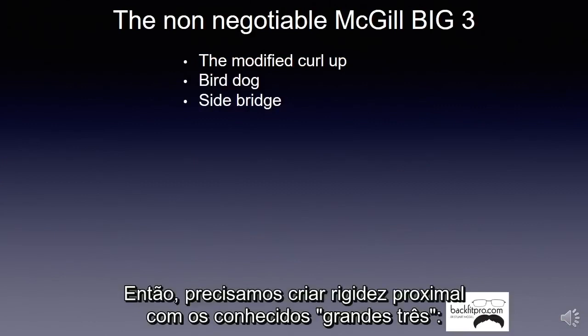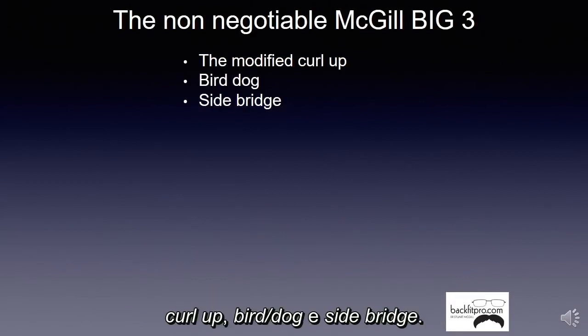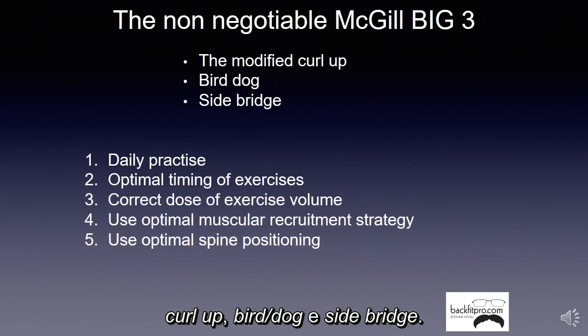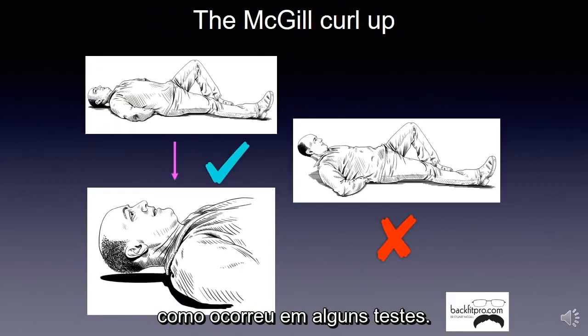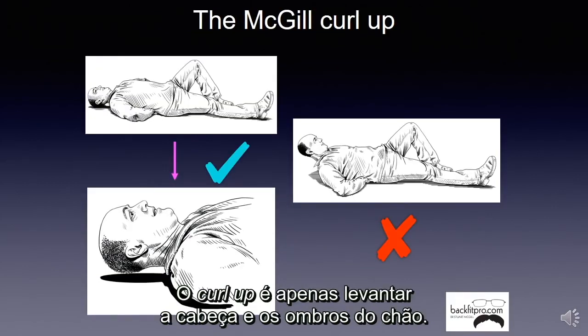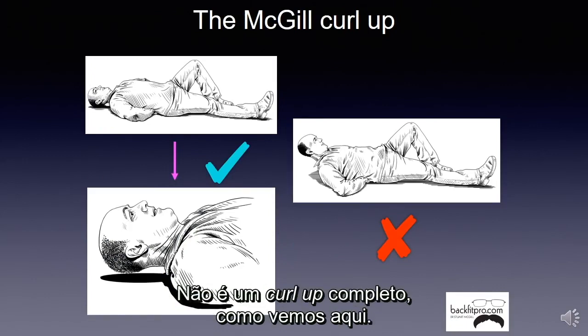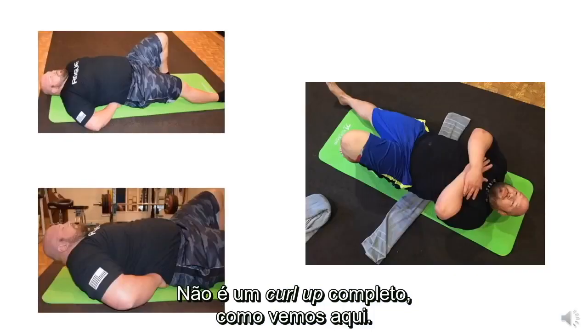Then we have to create proximal stiffness with what are known as the big three: the curl up, the bird dog, and the side bridge. Notice that these are performed every day, not 3 times a week as some trials have tried. So the curl up is just a hover of the head and shoulders off the ground. It is not a full curl up as we're seeing here.